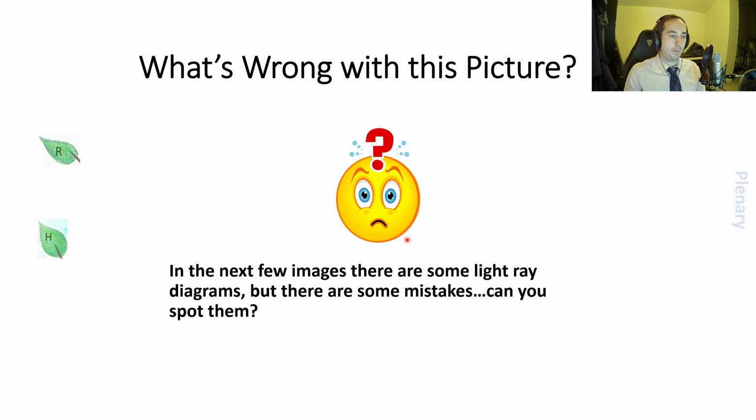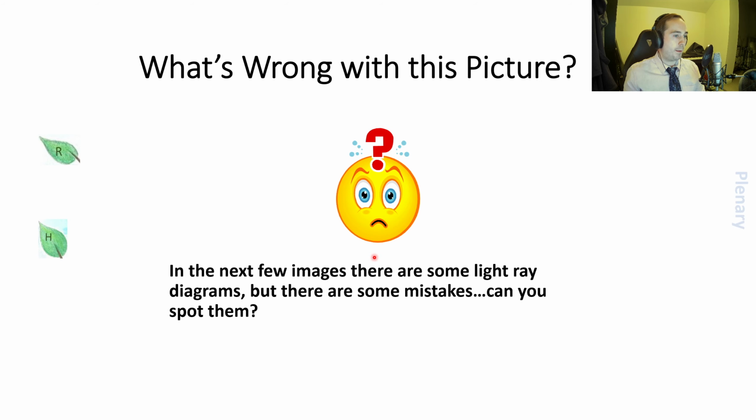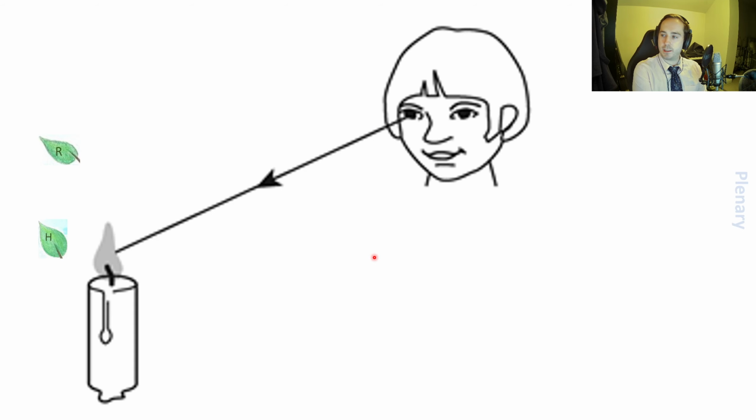Now, I want you to go and finish your worksheet once you've done this, so if you could do the practical, you've got some measurements. If not, just fill in the blanks. Now, there is also an extension, the Treasure Island one. You'll need a ruler and you'll need some sort of way to measure an angle and see if you can solve that puzzle. It's quite a difficult one. See if you can do that, it's very good. But if not, we are going on to this next task.